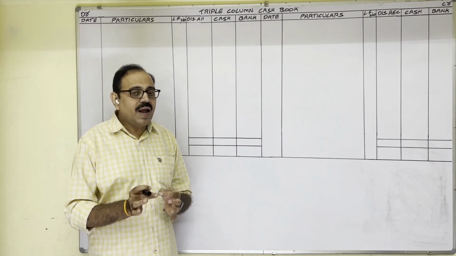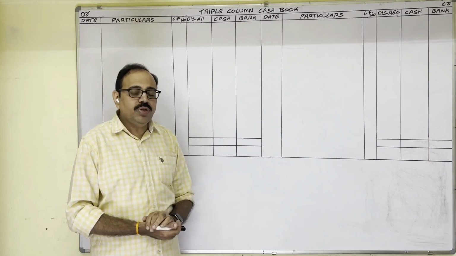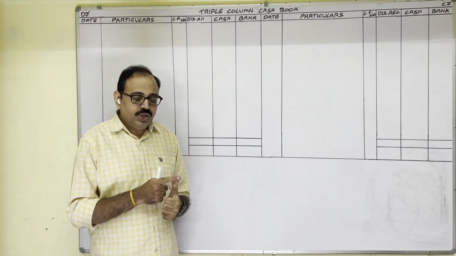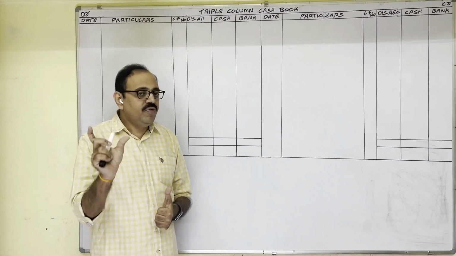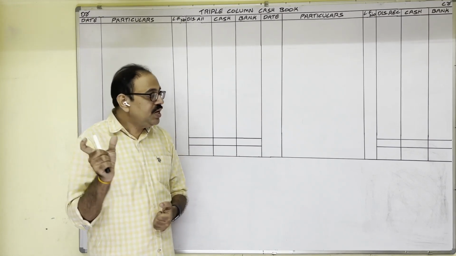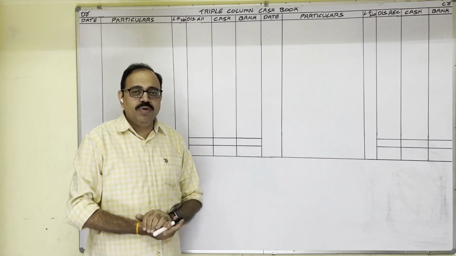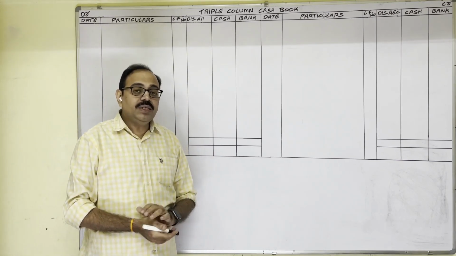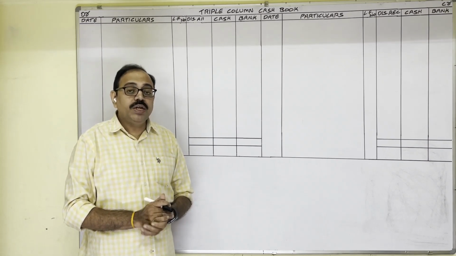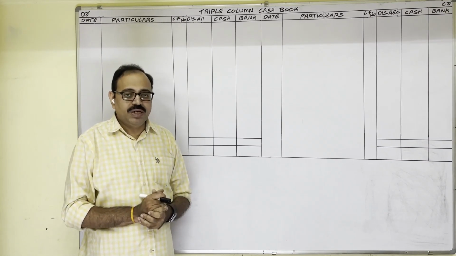To record the transactions in the triple column cash book, there are 2 methods. The first one is the journal entries method. For every transaction there will be one journal entry. We should think of that journal entry and post it in the triple column cash book. The second method is the hints method. In the present video, I am going to explain this second method, the hints method.